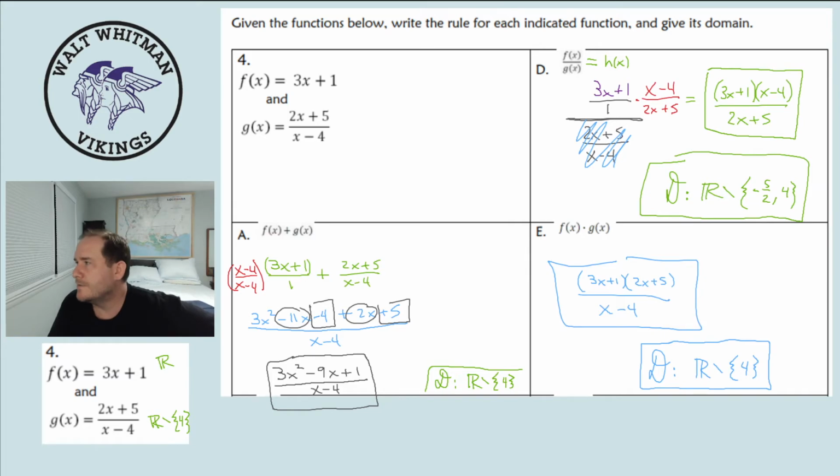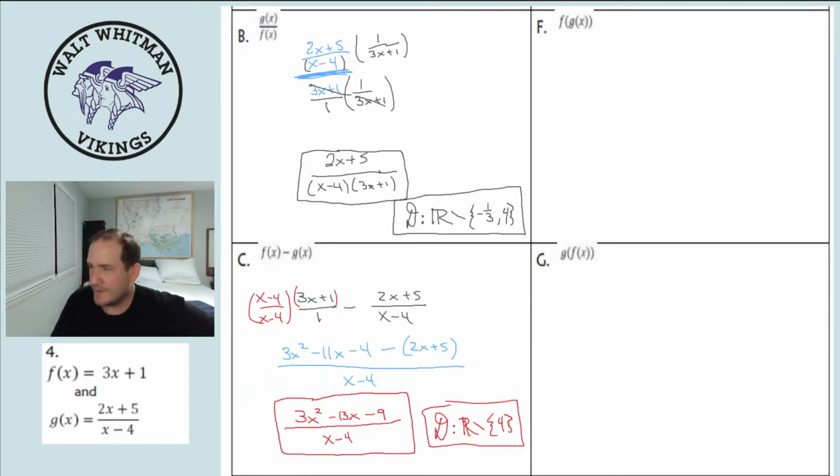And now we're back to function composition. We've got 2 more to go. We're going to cram g into f, which means the outer shell is 3x plus 1, with the rational function getting jammed in here, 2x plus 5, all over x minus 4.